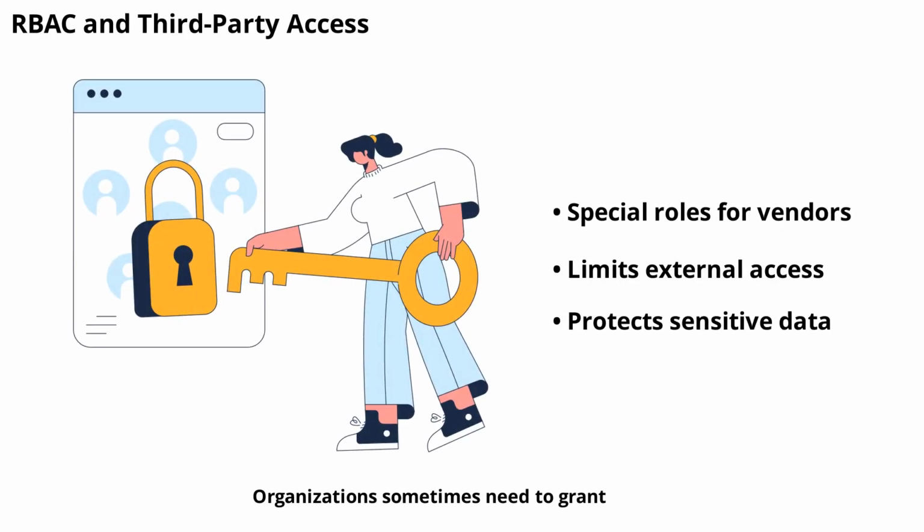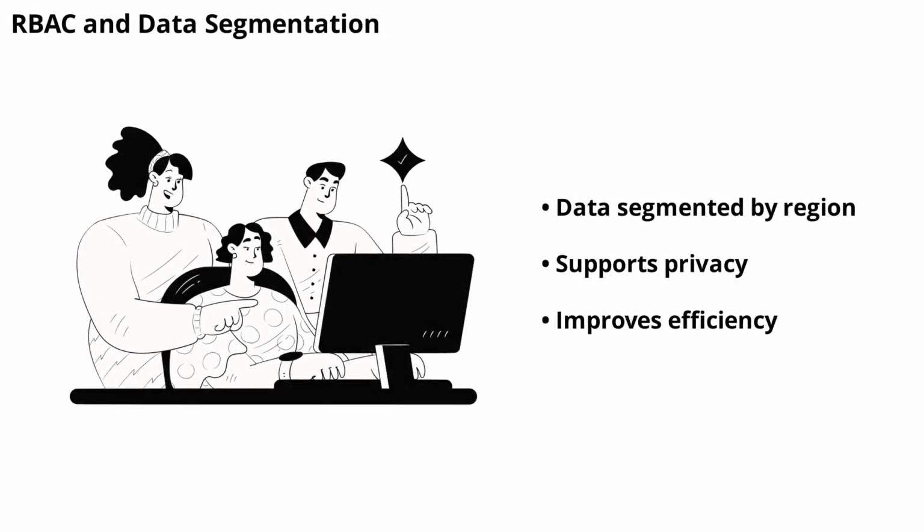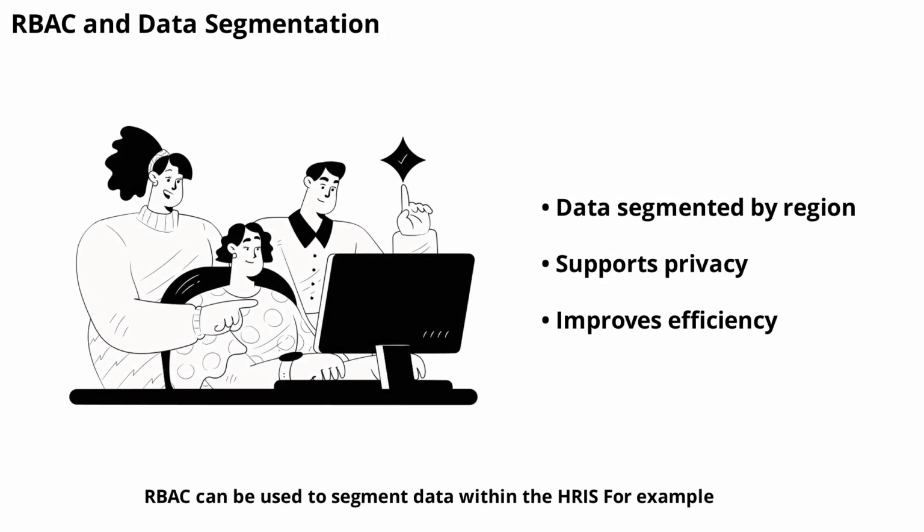their departure. Organizations sometimes need to grant access to third-party vendors or consultants. RBAC allows for the creation of special roles with limited permissions, ensuring that external users only see what's necessary for their work and nothing more. RBAC can be used to segment data within the HRIS. For example, regional managers might only access records for their location, while corporate HR can view all data. This segmentation supports both privacy and operational efficiency.